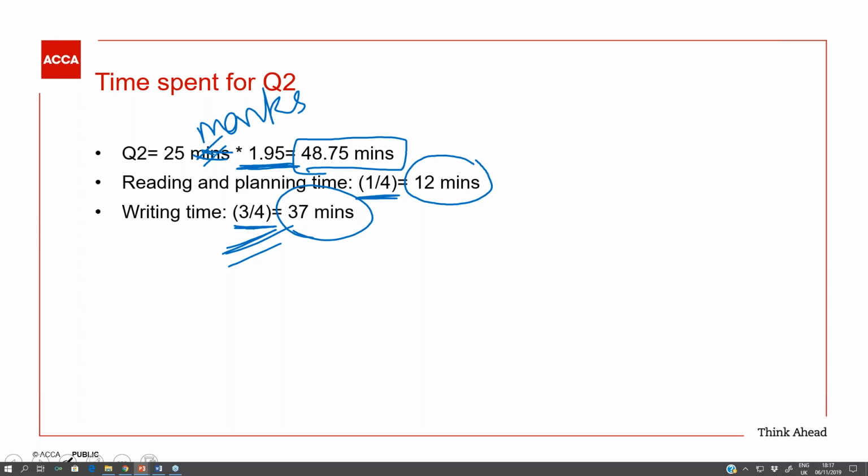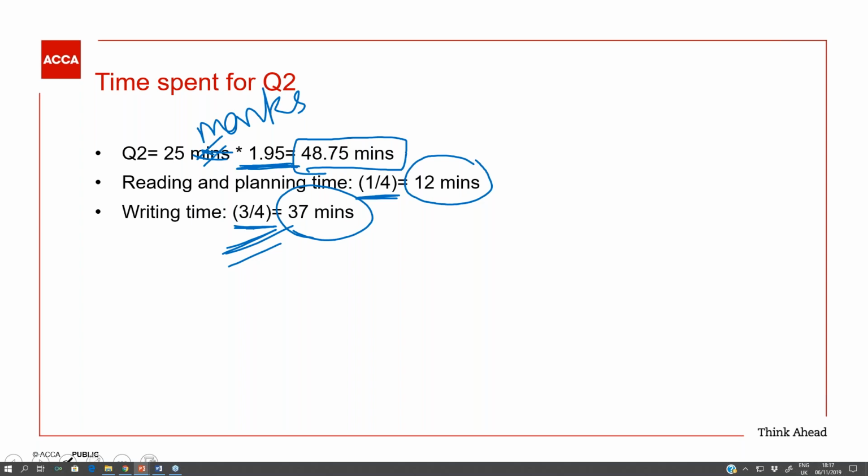And 12 minutes of reading and planning time is quite a lot if you see the length of question two. That's not a very big question. So within 12 minutes, you're going to have very good reading and planning time. And 37 minutes, when you look at question two, is a very good time to do it.